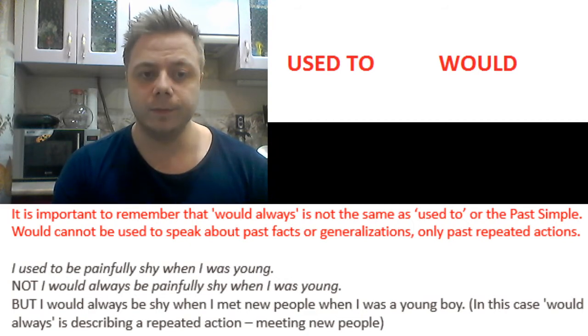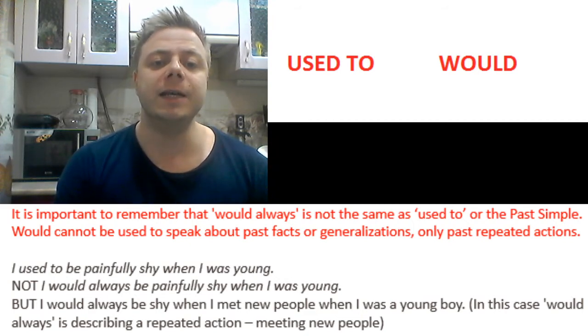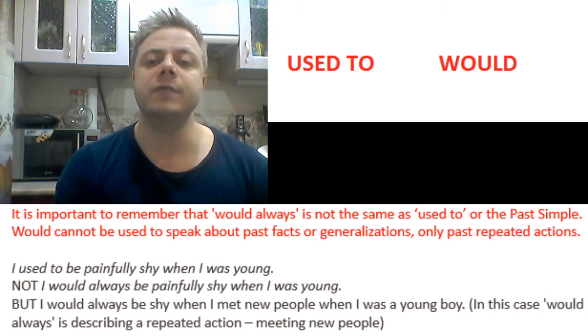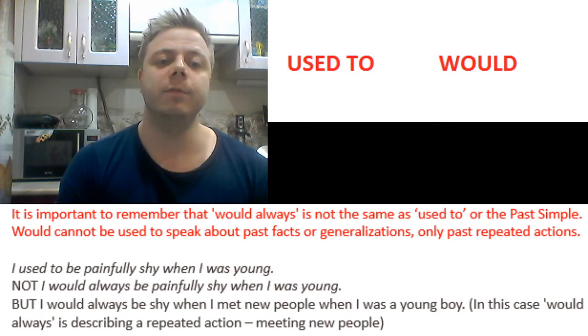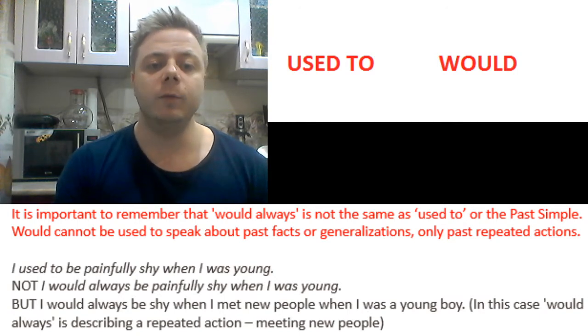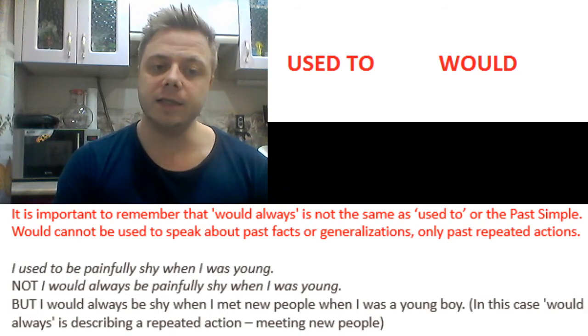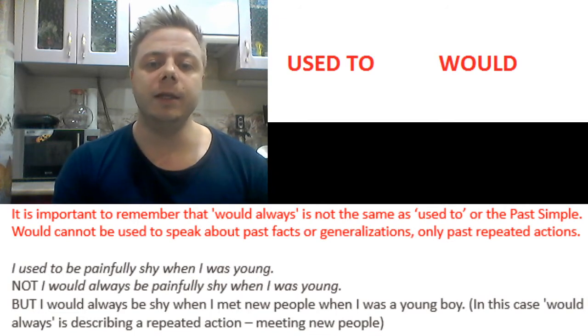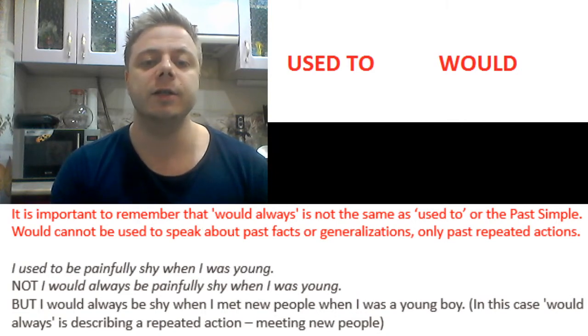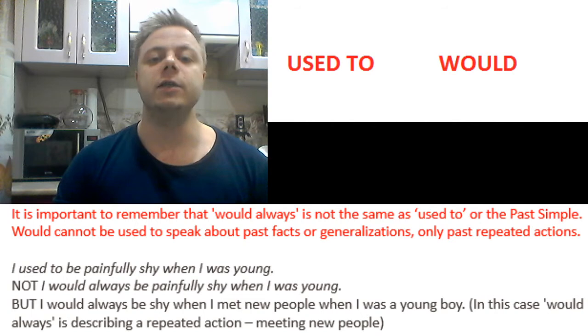or the past simple. Would cannot be used to speak about past facts or generalizations, only past repeated actions. For example, I used to be painfully shy when I was young. Not, I would always be painfully shy when I was young. But I would always be shy when I met new people when I was a young boy. In this case, would always is describing a repeated action, such as meeting new people.